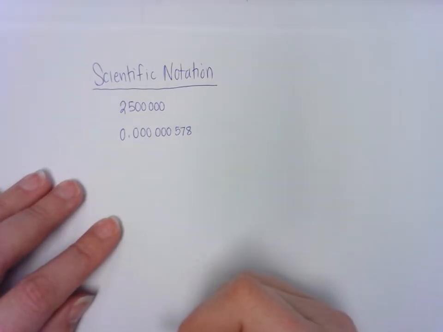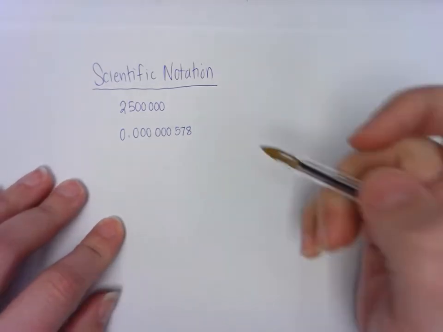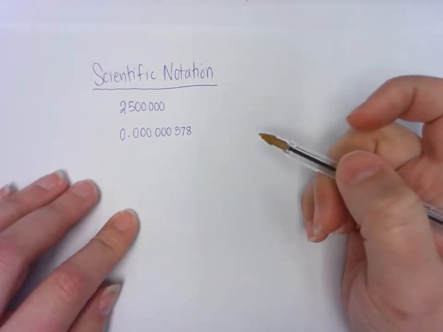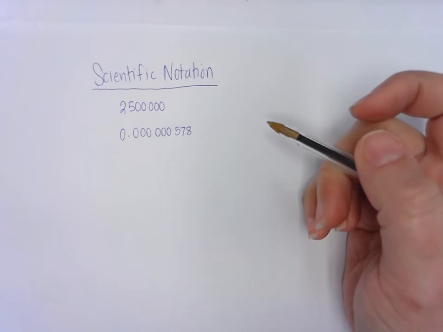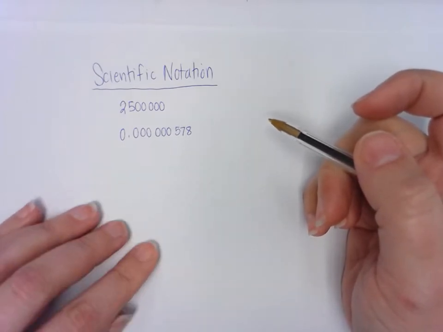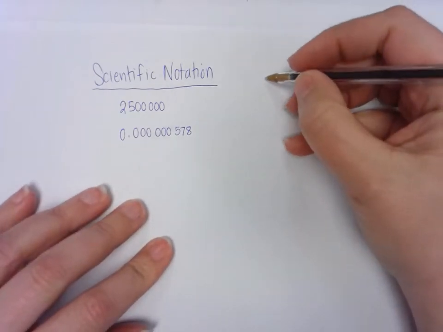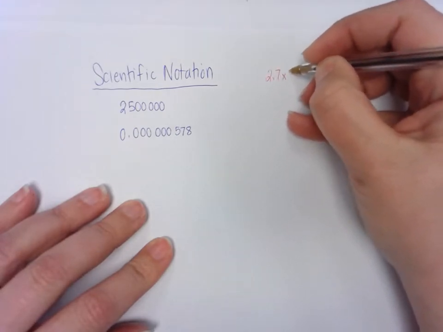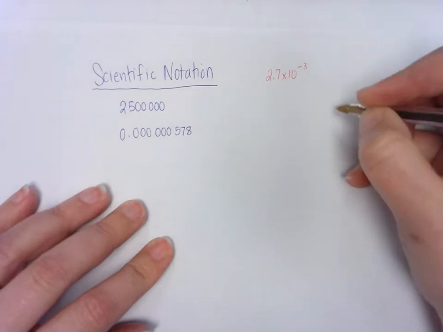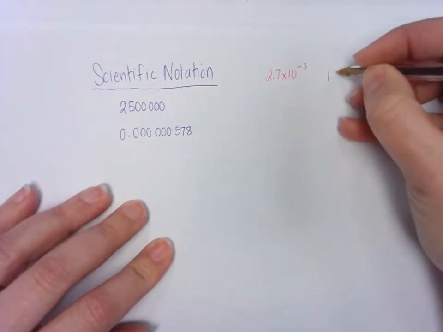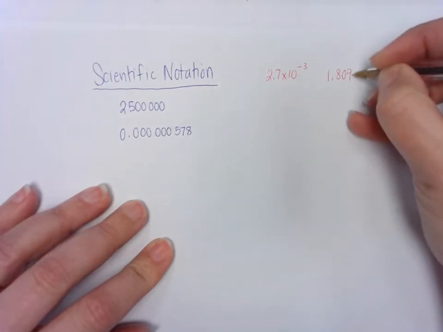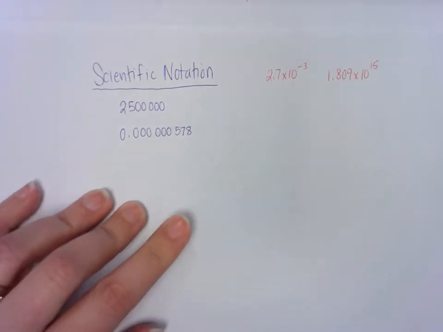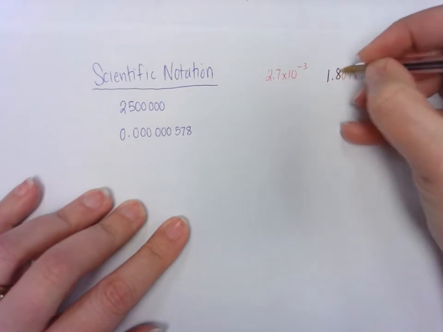This video is going to look at scientific notation and help you recall what the correct format should be, which direction to move the decimal, and what kind of exponent you'll get. So scientific notation is a number that looks like 2.7 times 10 to the negative third, or it could be 1.809 times 10 to the 15th. It can look like any of those numbers, and I'm sorry if you're having a hard time seeing. I'll rewrite them a little bit darker.